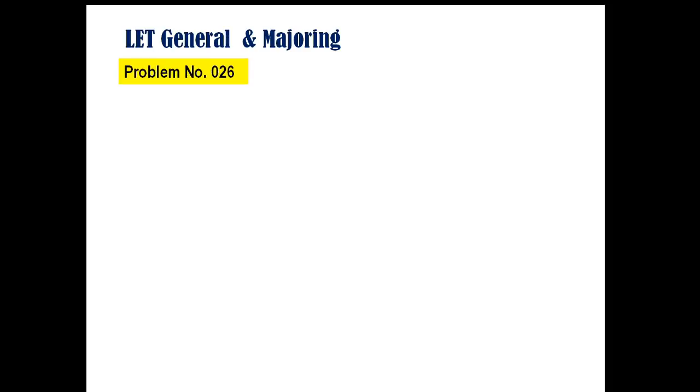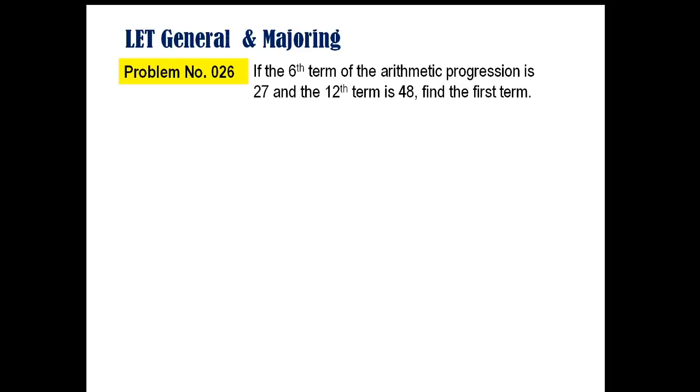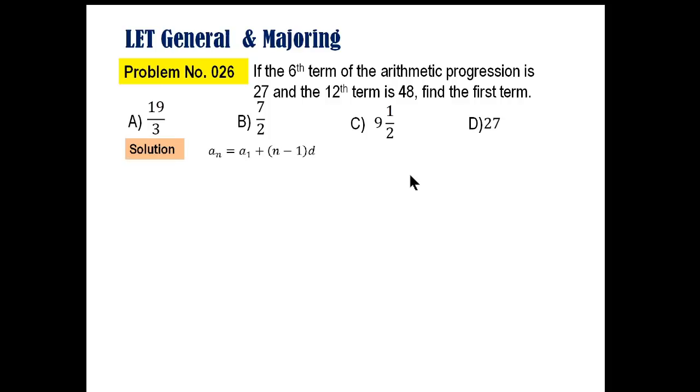Problem number 026. If the 6th term of the arithmetic progression is 27 and the 12th term is 48, find the first term. This is an algebra problem. We have the choices: A, 19 over 3, B, 7 halves, C, 9 and 1/2, D, 27. Okay, for the solution, we have this formula for arithmetic progression.